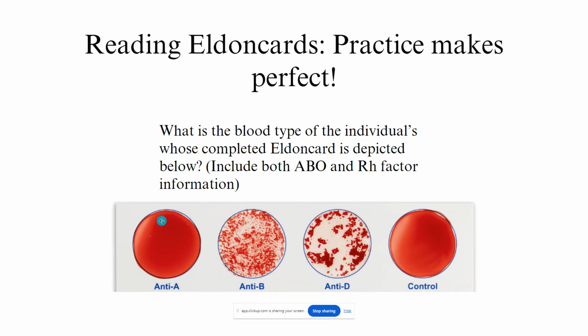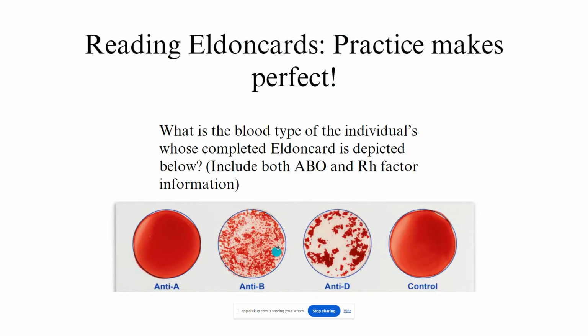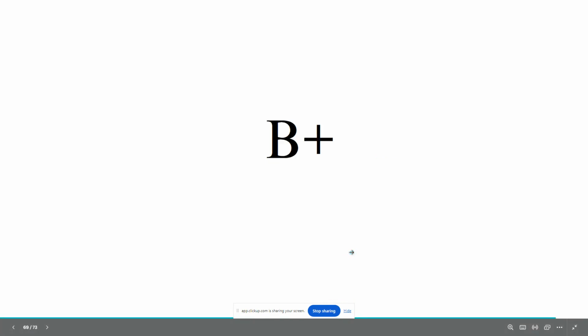All right, so this individual has no clumping in A, clumping in B, clumping in D, and the card's good. Nothing's going on with the control. So they do have B and they do have D. D is Rh again. So that would make this person B positive. So now knowing that, when you have clumping, they have B, and they have clumping, they have D, so they're B positive.